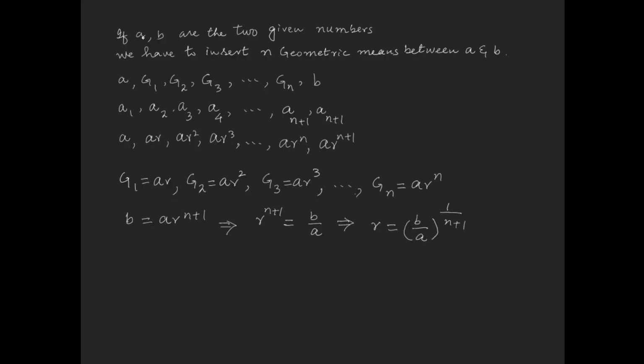If we are given two numbers A and B, and we are asked to find n geometric means to be inserted between A and B, making a geometric sequence. So these are the given numbers A and B, and we have to insert n geometric means between A and B. So insert G1, G2, G3 up to Gn between A and B. Now this becomes a geometric sequence, this whole from A till B.